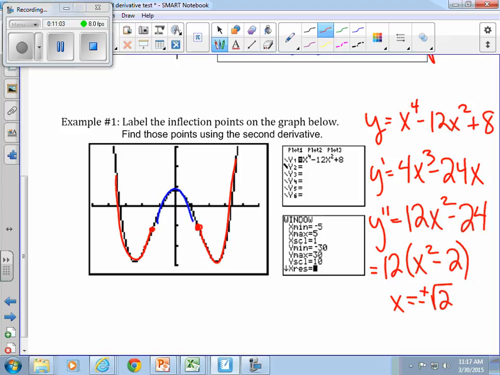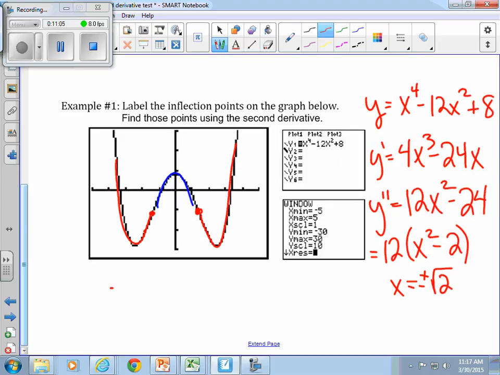I'm going to make a sign chart. Now, I told you last week to label your sign chart. You're probably like, well, why would I do that? Here's why. I'm going to label this sign chart as a y double prime sign chart, so I know what it's telling me. You will have problems where you do both sign charts, so you'll want to know which one's which and what it can tell you.